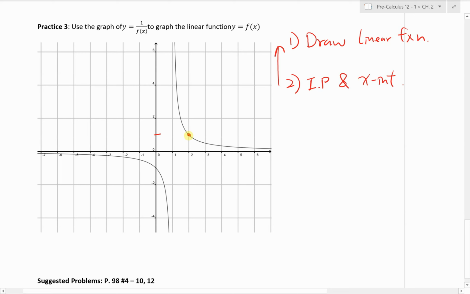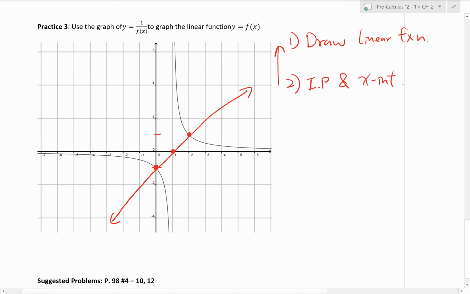So it looks like here and here. Okay, that's negative 1. That's positive 1. That's negative 1. So these are our invariant points. Now remember, the x-intercept became the vertical asymptote, and you can see from this graph the vertical asymptote happens at 1. Okay, so there are our 3 points. Perfect, that's all we need, right? There is our linear function.